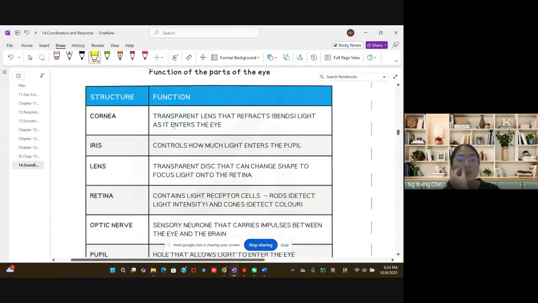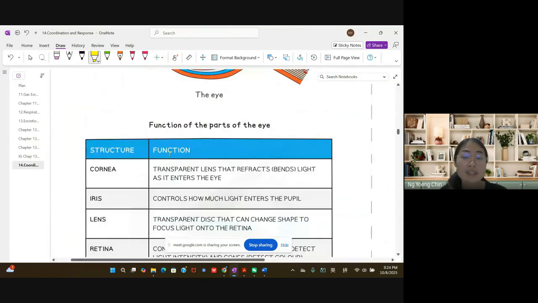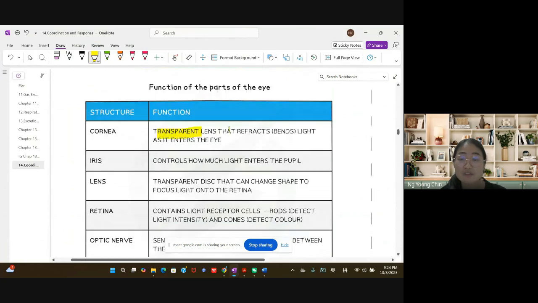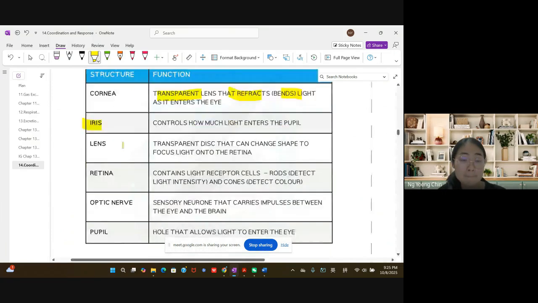So the cornea itself, we call it 瞳孔 in Chinese. It's a transparent lens. It can refract the light. Okay, the cornea just looks like a mirror because it helps in light refraction. For the iris, it can dilate or constrict. So it can control how much light enters the pupil.